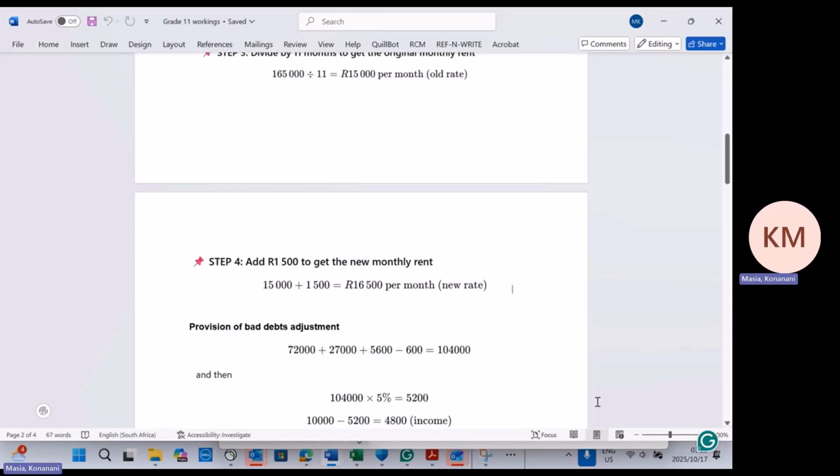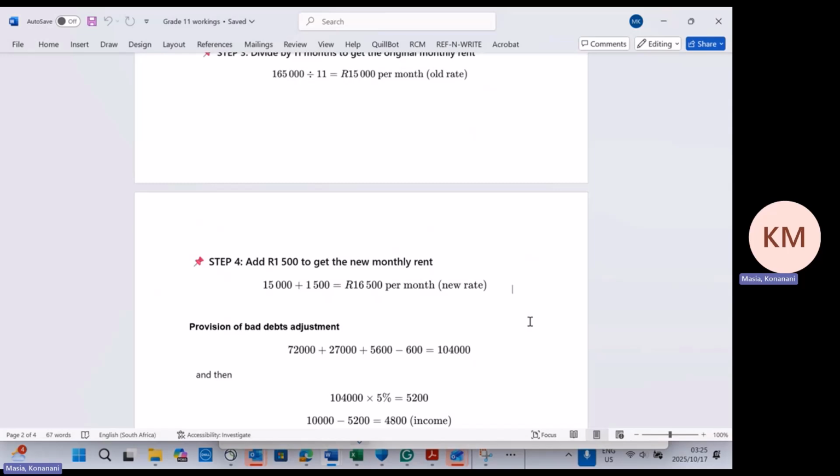Okay, now you also have the 5,600, the amount of bad debt recovered. Remember, you were told in the question that somehow the debtor was written off, but now comes back and pays. Then I need to make an adjustment. Then my total debtors book becomes 104,000. Then I calculate 5%, which is 5,200. I compare. I said, but I'm provided 10,000.